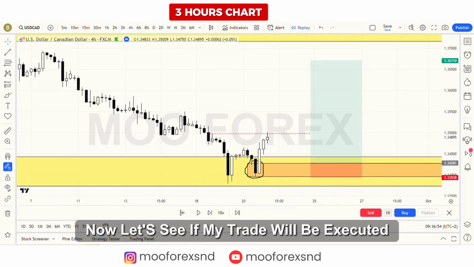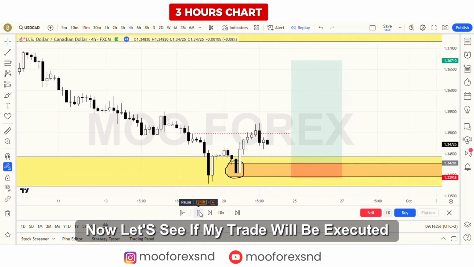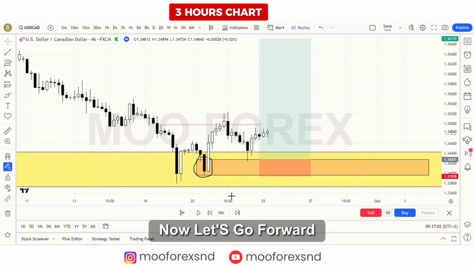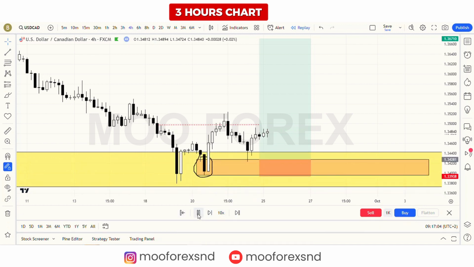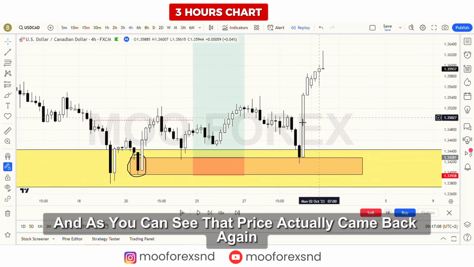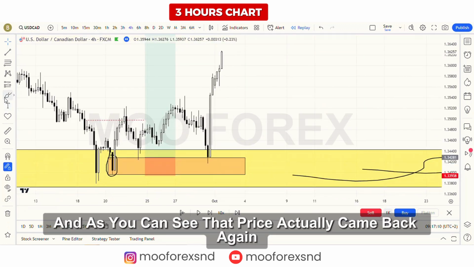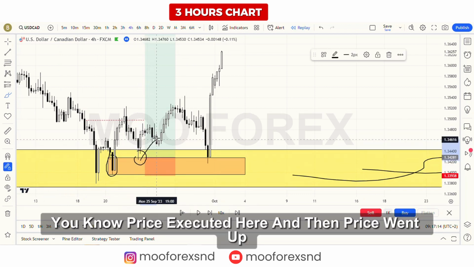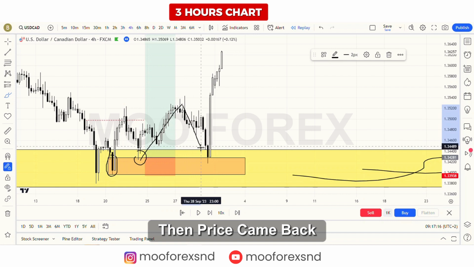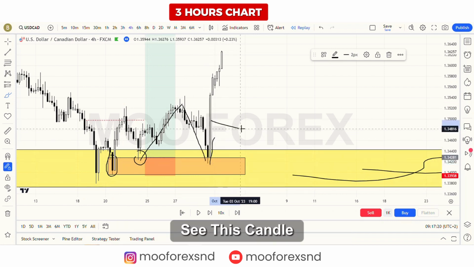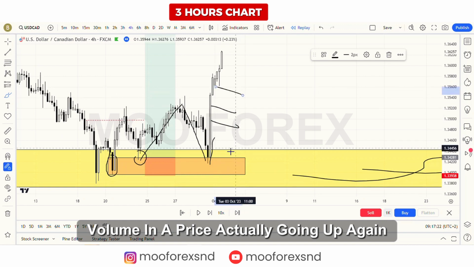Now let's see if my trade will be executed. As you can see, my trade was executed just right here. Now let's go forward. And as you can see, price came back again. Price executed here and then went up, then came back, and then, see this candle volume, price is going up again.